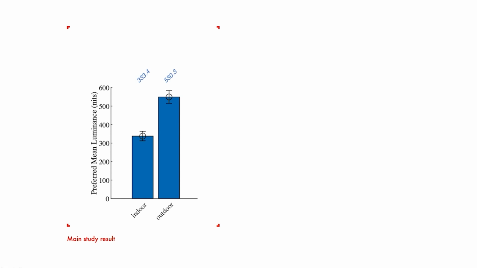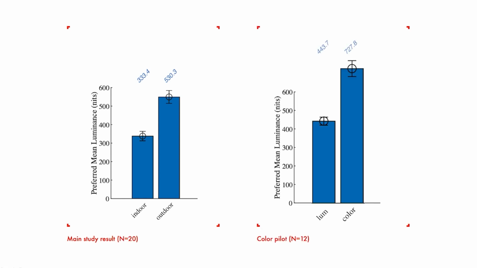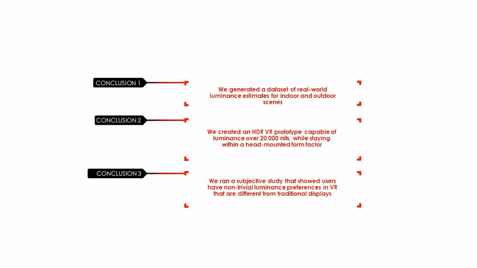We also repeated the study in a pilot where we ran the images in color instead of black and white. And we got a result that was also pretty interesting. Specifically, for luminance, on average, among all indoor and outdoor scenes, the selected level was about 443 nits, but for color, the selected level was much higher at about 730. So this leads us also to some interesting thoughts about how color would affect the preferred levels of luminance in a headset. So with that, I'd like to say some quick conclusions for our study.